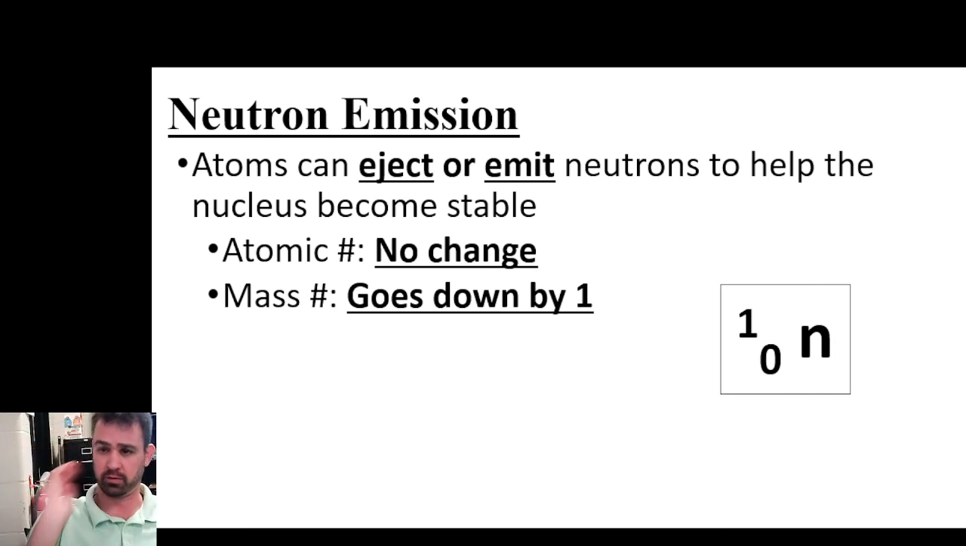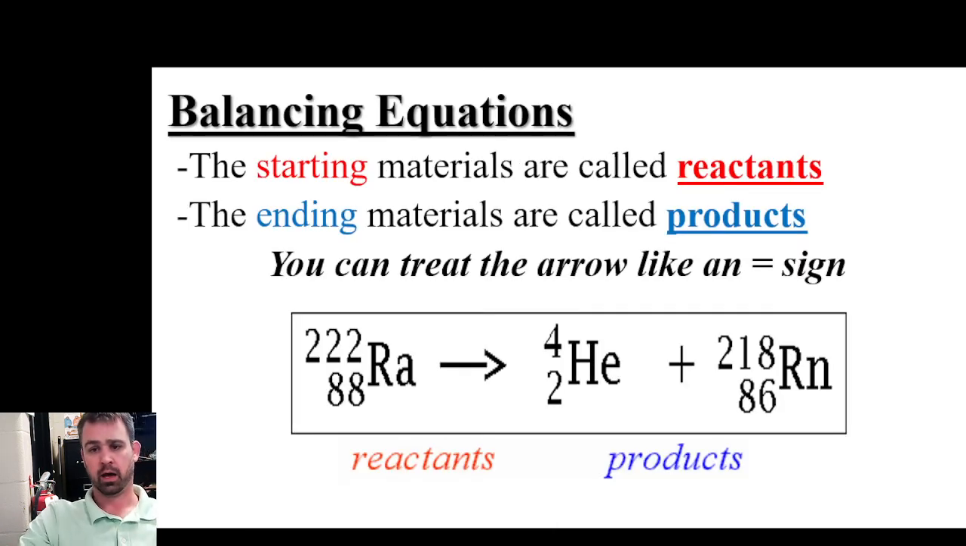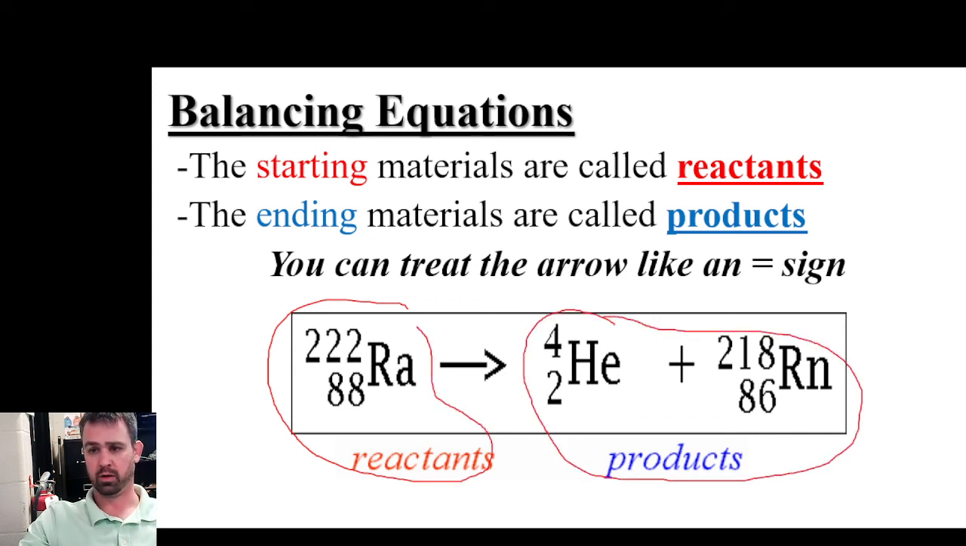And the next one, atoms can eject or emit neutrons to help the nucleus become stable. This is your neutron emission. Don't worry too much about this one. Okay, so we need to balance each side of the equation, so we're going to do some balancing with those equations that we talked about. So here we go. And once again, this is your reactant side, this is your product side, and no matter what we do, the left side has to equal the right side.